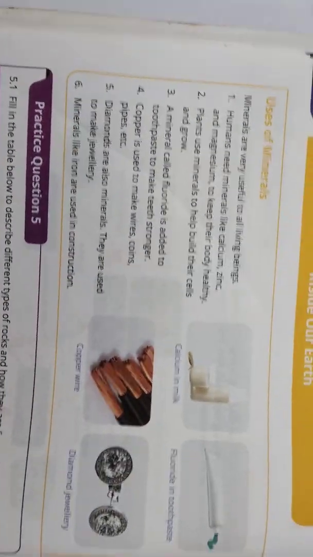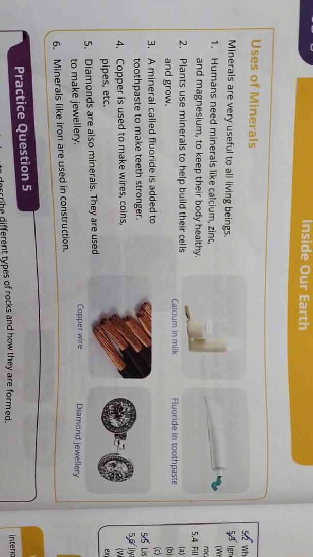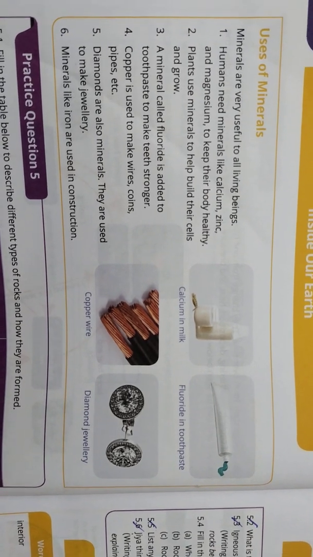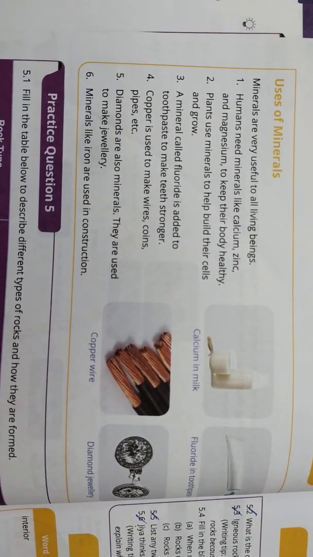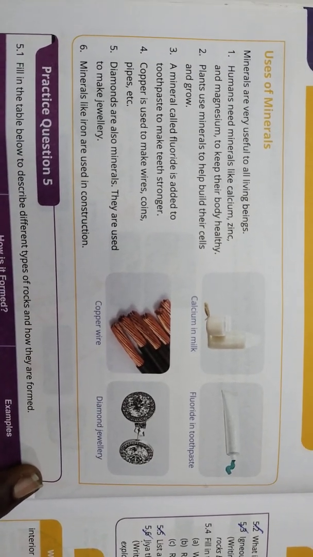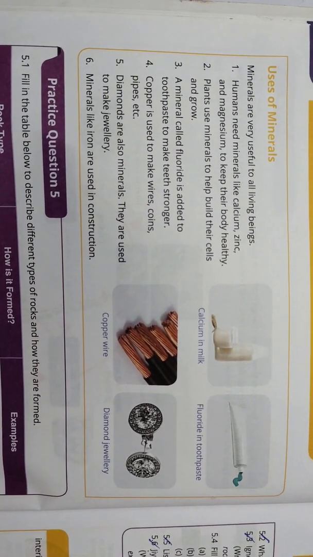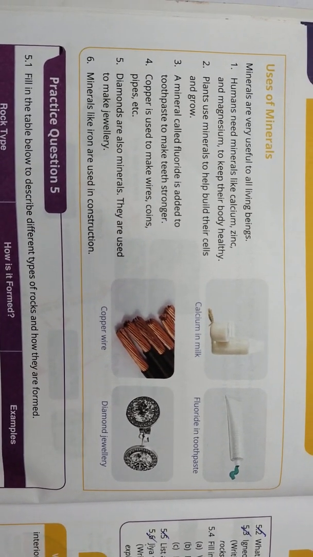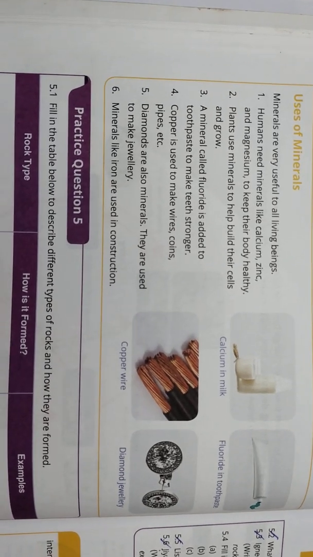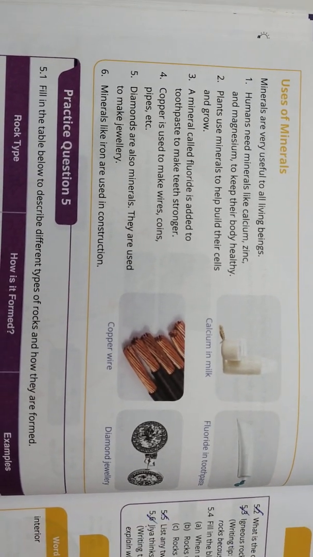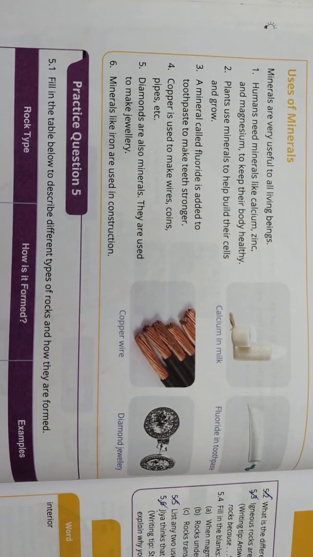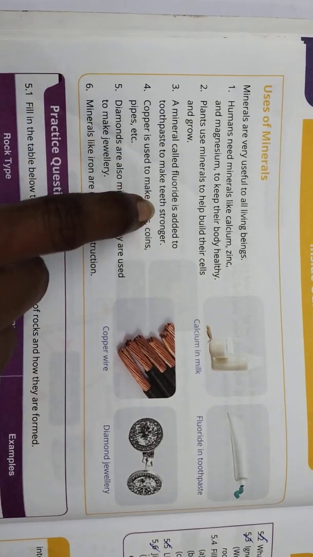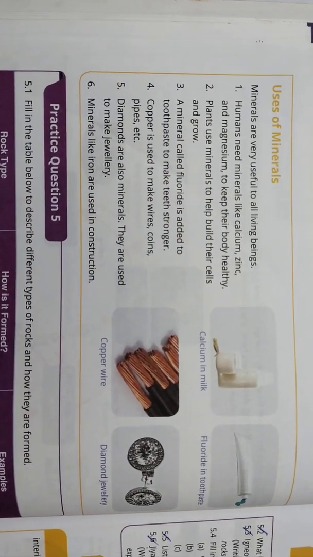Now let us see the uses of minerals. Minerals are very useful to all living beings. First point, humans need minerals like calcium, zinc and magnesium to keep their body healthy. From where do we get calcium? We get calcium from milk, and zinc and magnesium from fruits and vegetables. When minerals are added to fertilizer to grow a plant in a healthy way, when we eat it, we also keep our body healthy. Then plants use minerals to help build their cells and to grow.